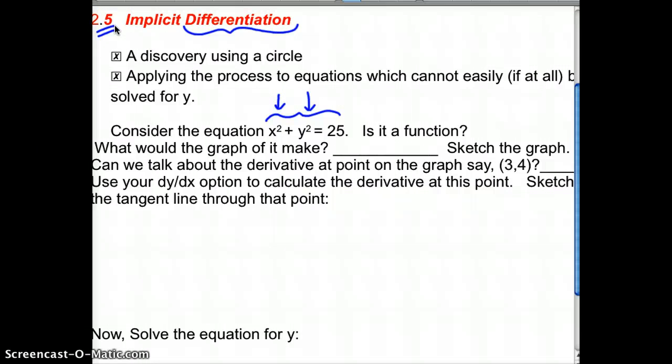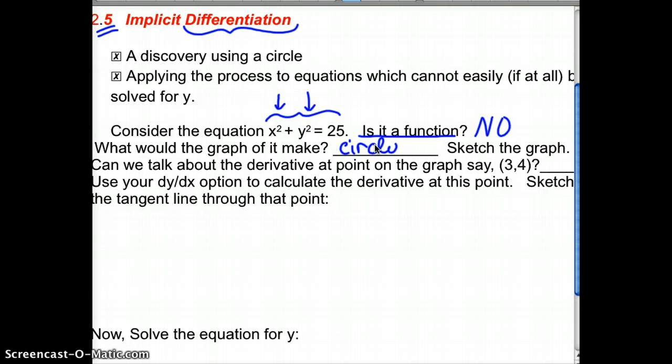But for now, I'm just going to ask you the question, is it a function? And you would say no, based on what you've learned in pre-calculus and algebra 2. For it to be a function, that means that for every x, there's only one y value that goes with it. And for this one, there's 2, because the graph makes a circle, as we've learned in other math classes.